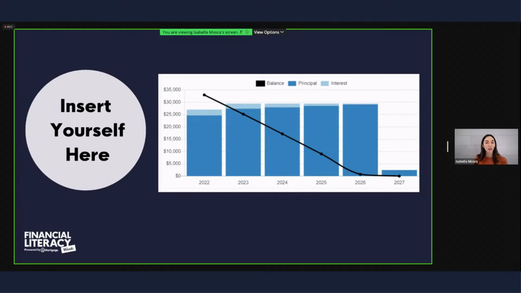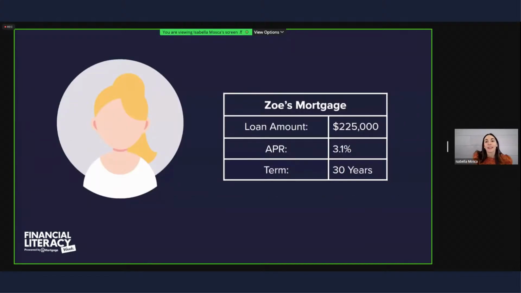I'm going to give you a challenge to plug the numbers into an amortization schedule and look at it for yourself. Say hi to Zoe. She's found a home she wants to buy, and she's looking through her loan options. She thinks she found the best loan for her, and she's asking if you can run the amortization schedule for her. So in a moment, check the chat, and you will see we added a link that you can use to run an amortization schedule. And I will give you all a moment to open that before we continue.